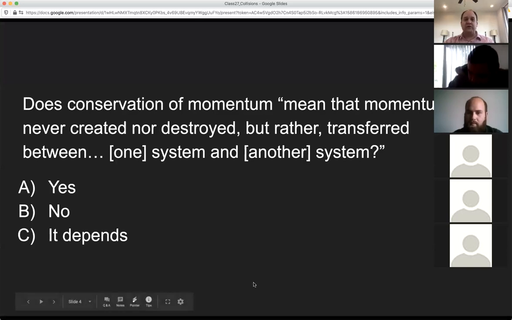Okay, so here's our poll to start off the day. This is actually a comment from the perusal reading. The question was, does conservation of momentum mean that momentum is never created nor destroyed, but rather transferred between one system and another system?